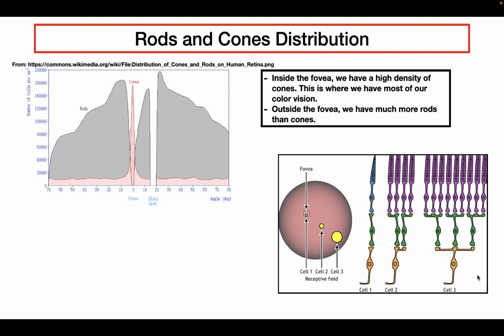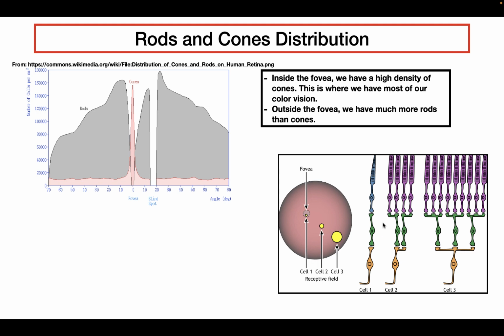So what we see here is that as we move away from the fovea, from cell 1 to cell 2 to cell 3, the number of rods or cones increases. And what we see here is the amount of convergence increases. So cell 3 is receiving more input than cell 2, and cell 2 is receiving more input than cell 1.